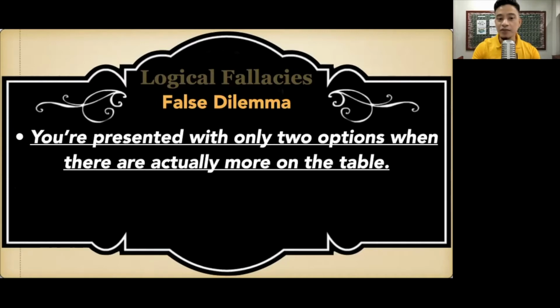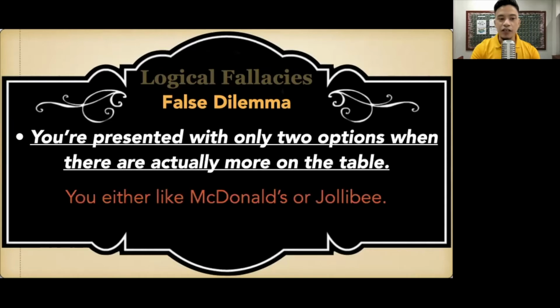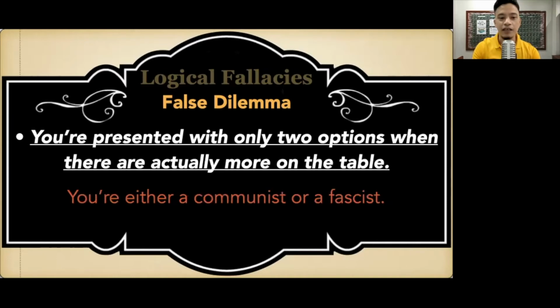So, what are some examples of that when your options are limited? You either like McDonald's or Jollibee. What if you don't like either? What if you want Burger King or Wendy's or other fast food or restaurants? So, in this argument, it's like there's only Jollibee or McDonald's in existence. It's like you can't pick beyond that. But in reality, there are more options. So, that's a logical fallacy. False dilemma.